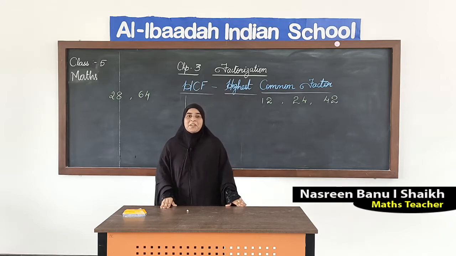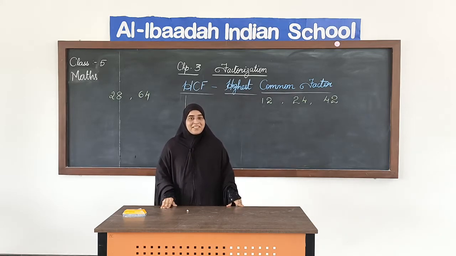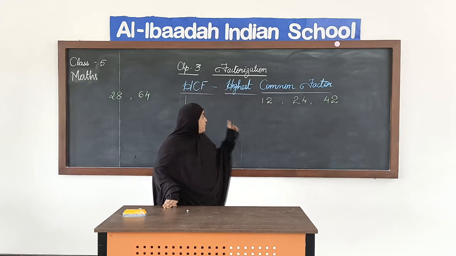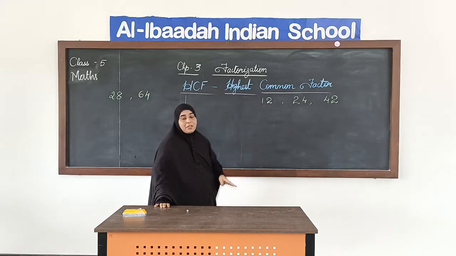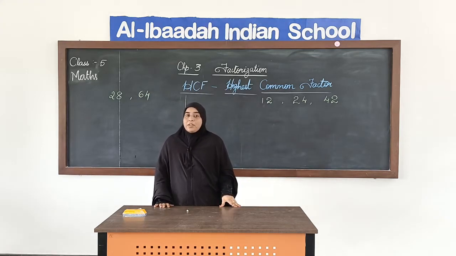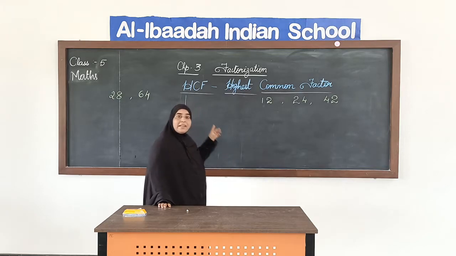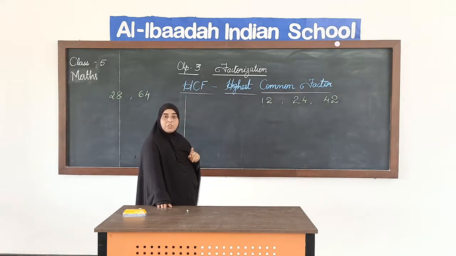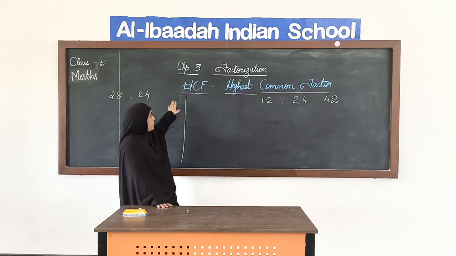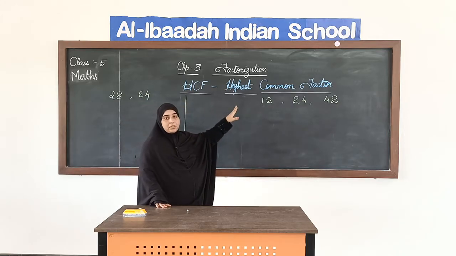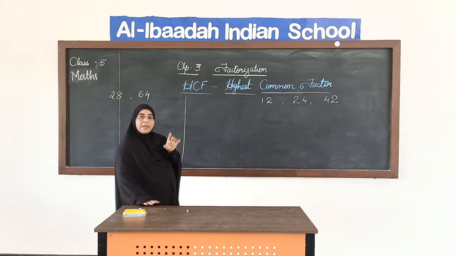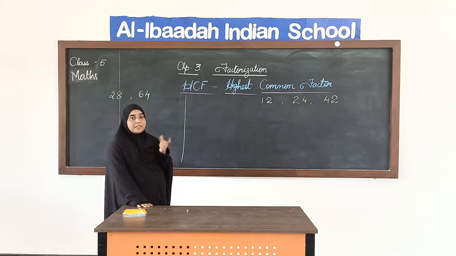Okay, today we are going to continue our previous topic, that is factorization. And today we are going to learn HCF. Now in our previous topic we had already learned how we find the prime factors, and we learned two methods of doing prime factorization, that is factor tree method and division method. Today to find HCF we are going to use division method. HCF means highest common factor. Okay, we have to find the factors, then the common factors and HCF.